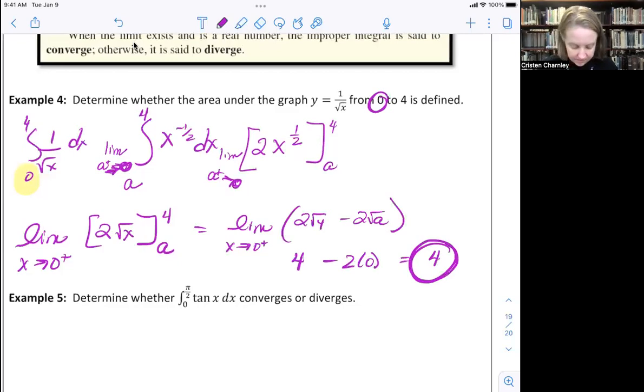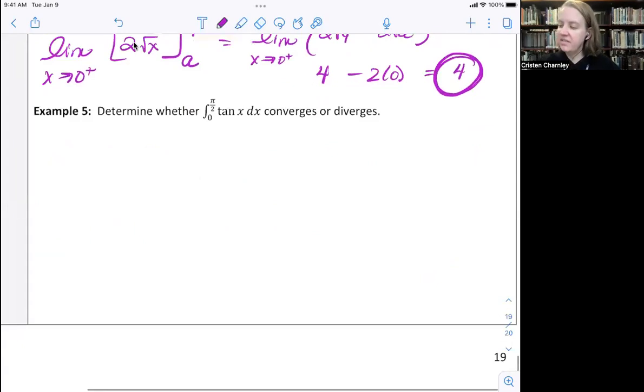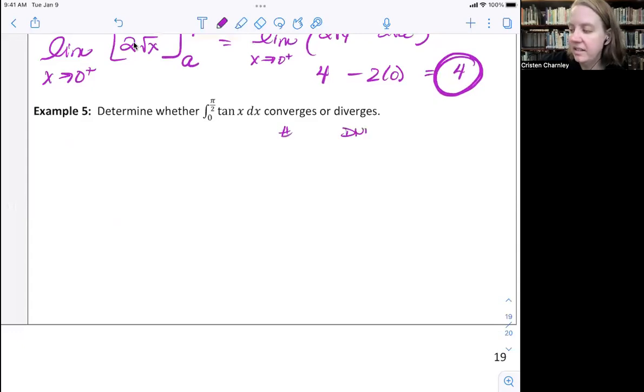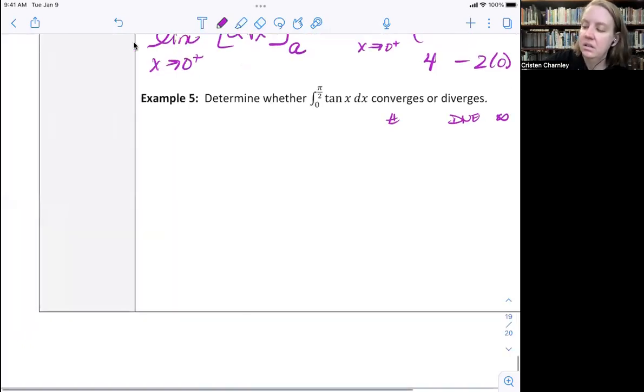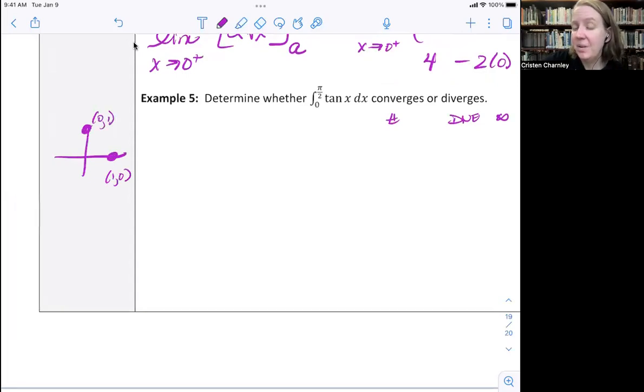Okay. Here we go. Determine whether the integral from 0 to pi over 2 of tangent of x converges or diverges. Remember, converges is a numerical answer. Diverges is does not exist, maybe oscillating, or it goes to infinity. The reason this one's an improper integral is that we have to think about where tangent is not defined. So think of your unit circle. Tangent of 0 is over here. My coordinates are 1, 0. Tangent is y over x, so 0 over 1 is 0. That's no problem. Pi over 2 is up here. The coordinates are 0, 1. Tangent's 1 over 0, which would be infinity, which is undefined.